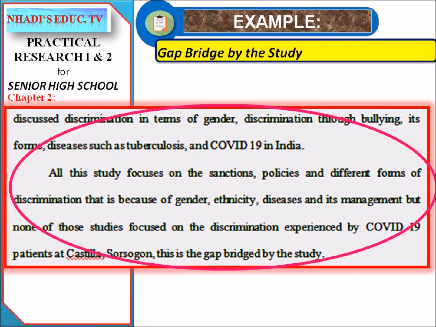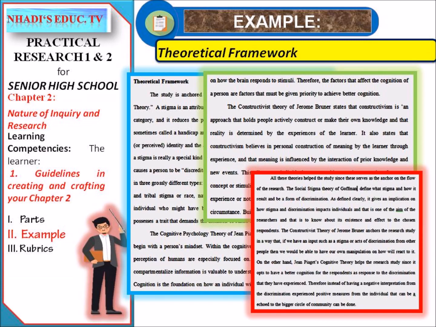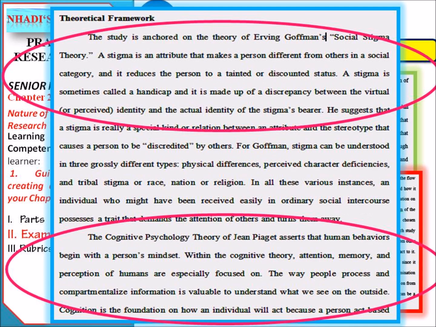So here they emphasize, it is actually the title of their study. Moving on to the next example for the theoretical framework. On this slide, under theoretical framework, here the authors provided theories that support their study. We have here the theory of Erving Goffman on social theory, and the other one is the cognitive psychology theory of Jean Piaget.